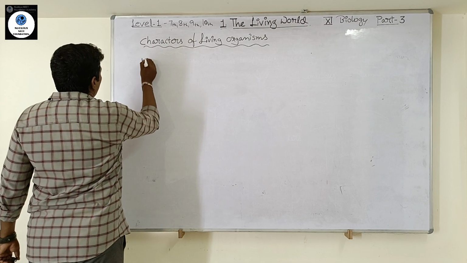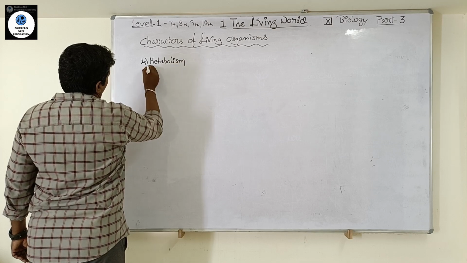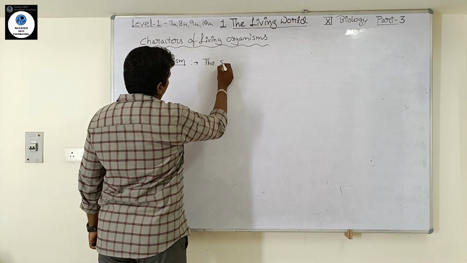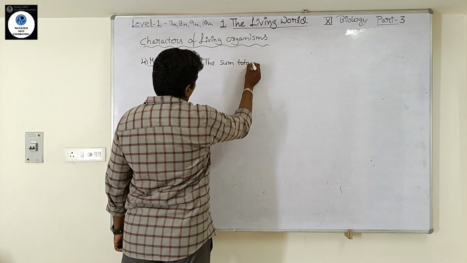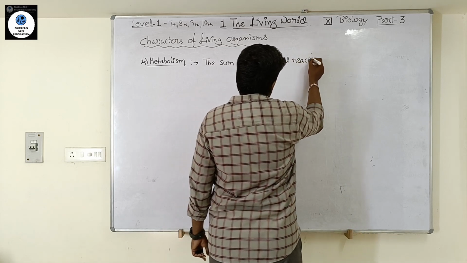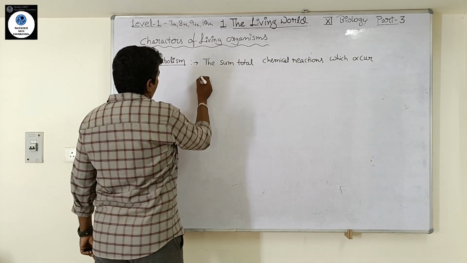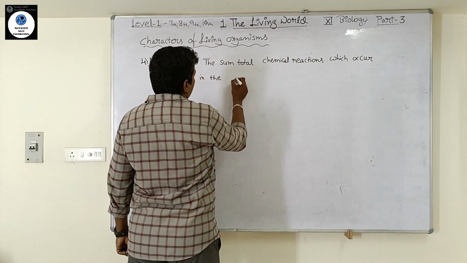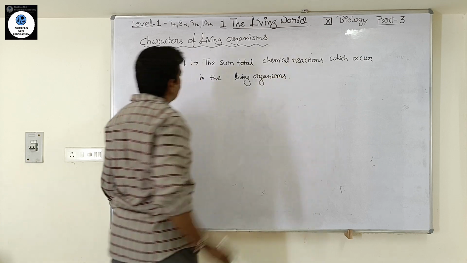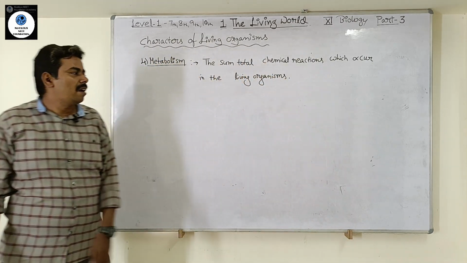The fourth important character of living organisms is metabolism. So what is metabolism? The actual definition: the sum total of chemical reactions which occur in the living organisms is called metabolism.